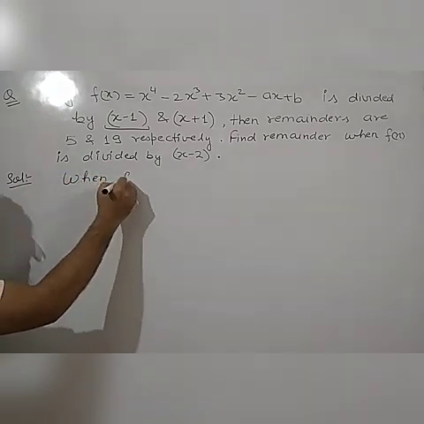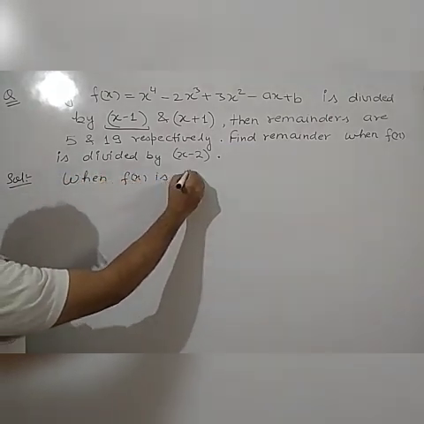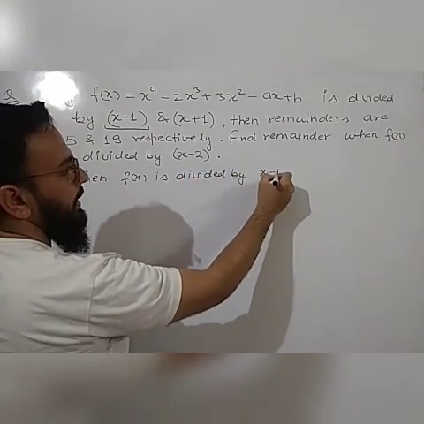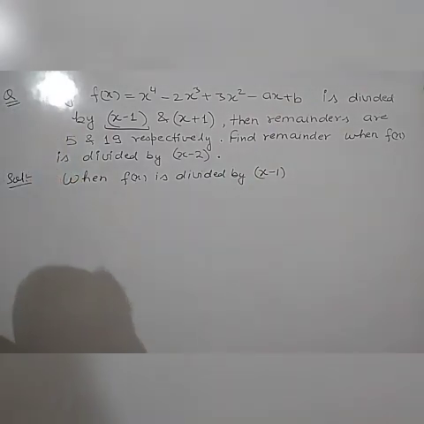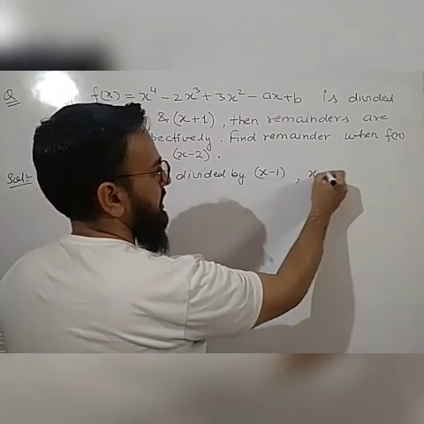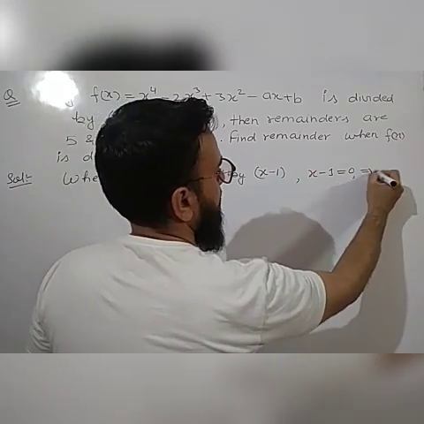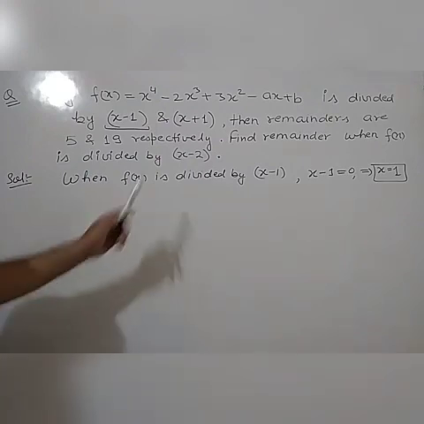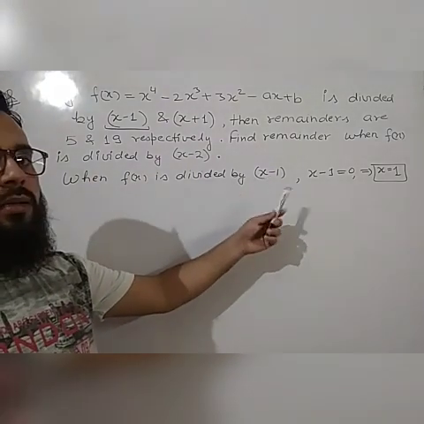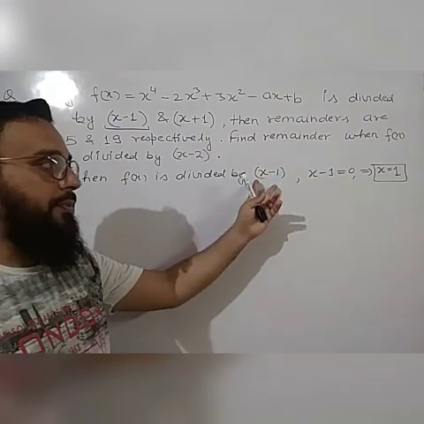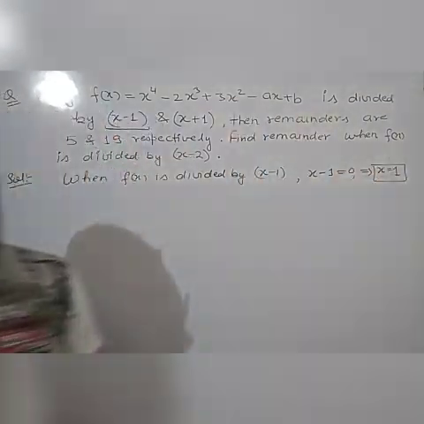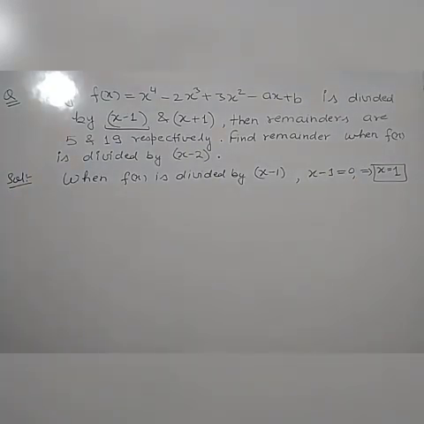when f of x is divided by x minus 1, then what will we do? Then x minus 1 is equal to 0 and we will get x is equal to 1. Okay, it is divided by x minus 1, so we put that term by which we are dividing. That means x minus 1 is equal to 0, so we will get the value of x which is equal to 1. Now we find the remainder by putting x is equal to 1.